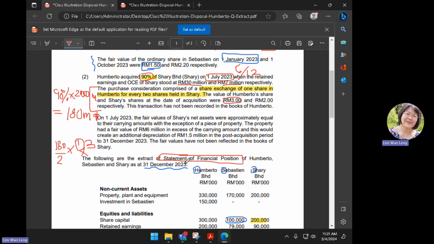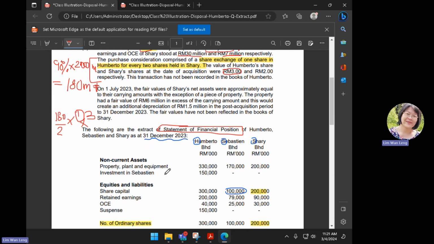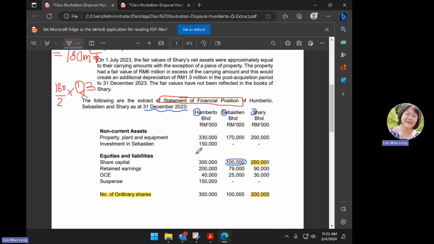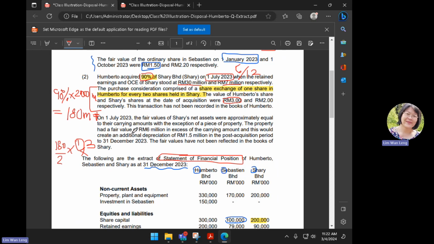Okay, so you just jump. Then, of course, in this case, they tell you this transaction has not been recorded in the books of the holdings, because Sebastian only has... You didn't record yet the investment in Sherry. So this 150 was the 150 mentioned in para number 1. This is for the first company. So now, of course, this is actually your cost of investment.